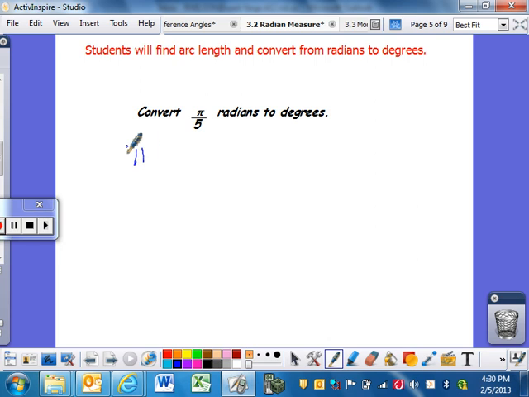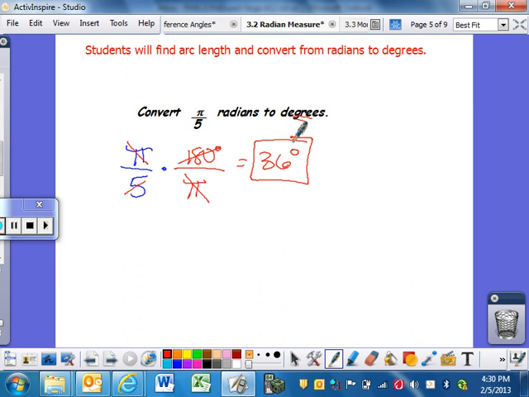If you have pi over 5, you have no choice but to convert using the conversion factor. I want to go to degrees, so I need the pi's to go away. So I'm going to put 180 on top because I want my degrees. I want my pi's to cancel. 5 goes into 180, let's see, 36 times, so it's 36 degrees. And that's just how you can use your conversion factor to do that.